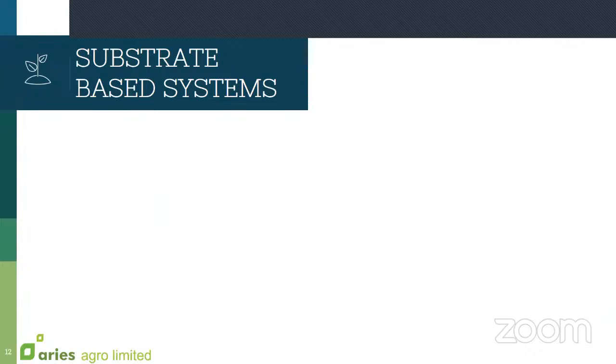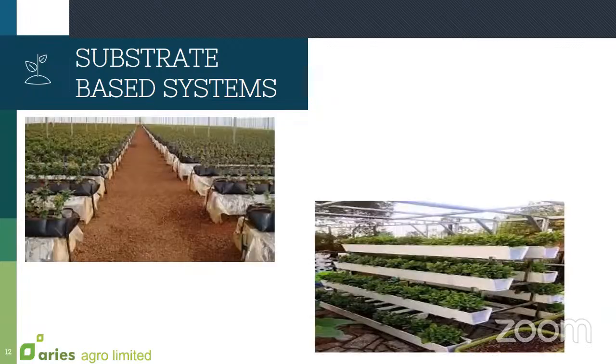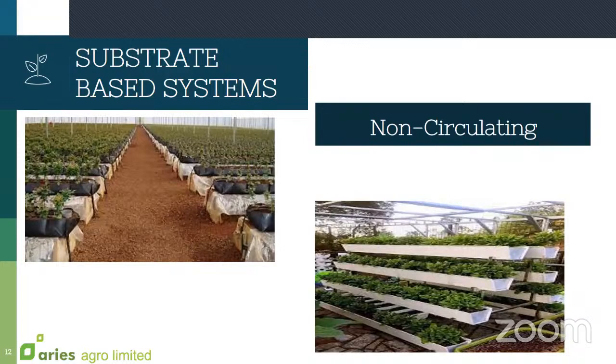Now coming to substrate-based systems. If you see, they look very similar to soil growing. You have these systems where you fill your entire trough with a substrate. You can put drip lines to these kinds of systems. You can have them in pots as well and then put a drip line to it.